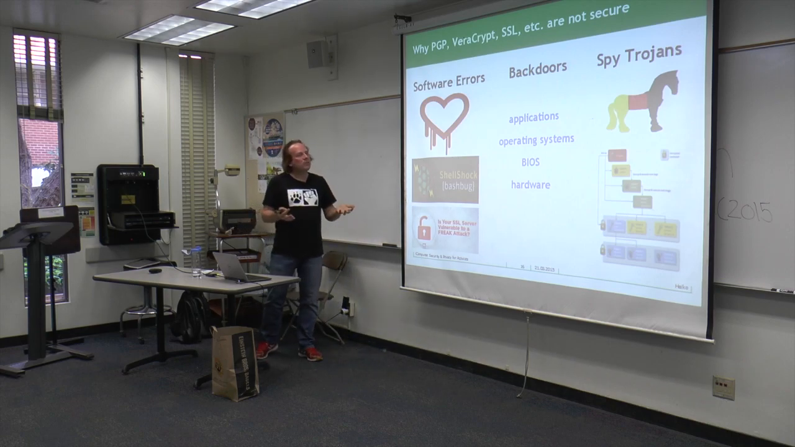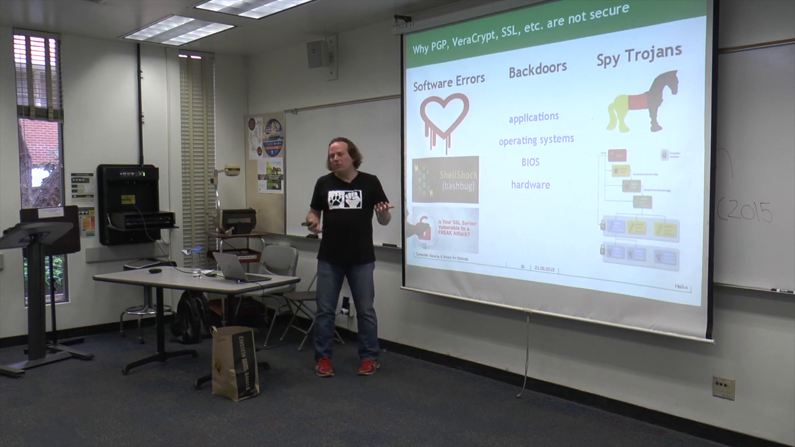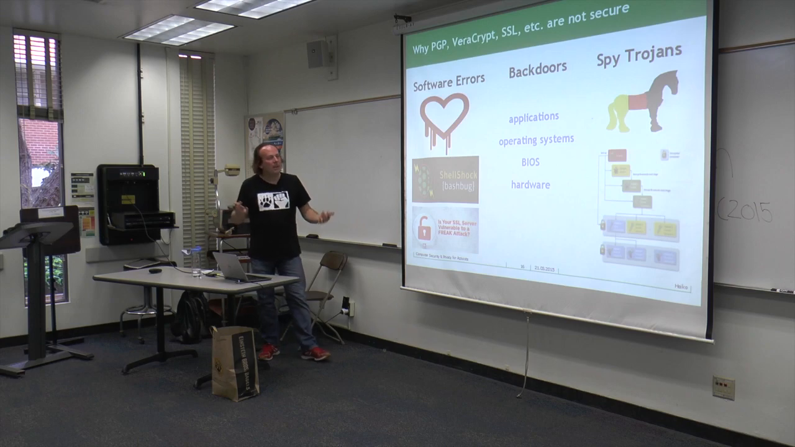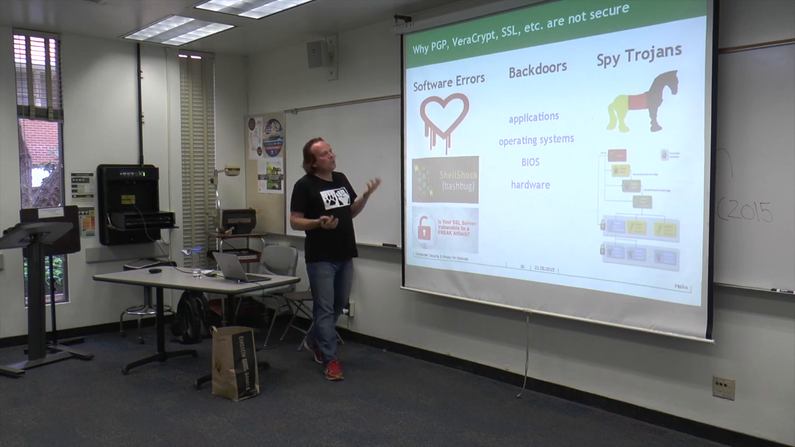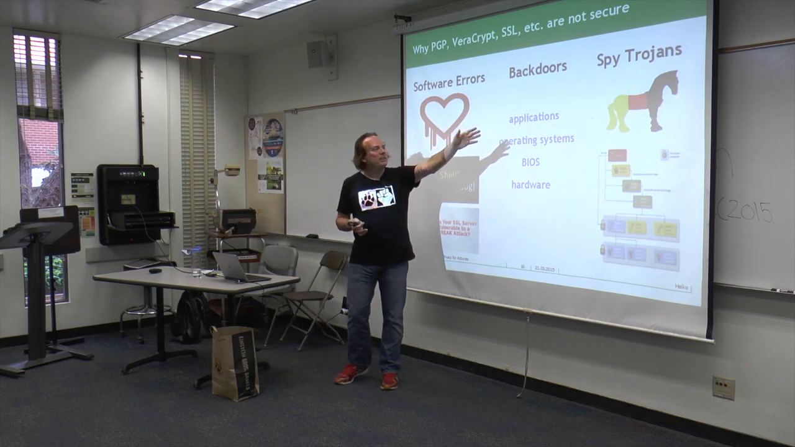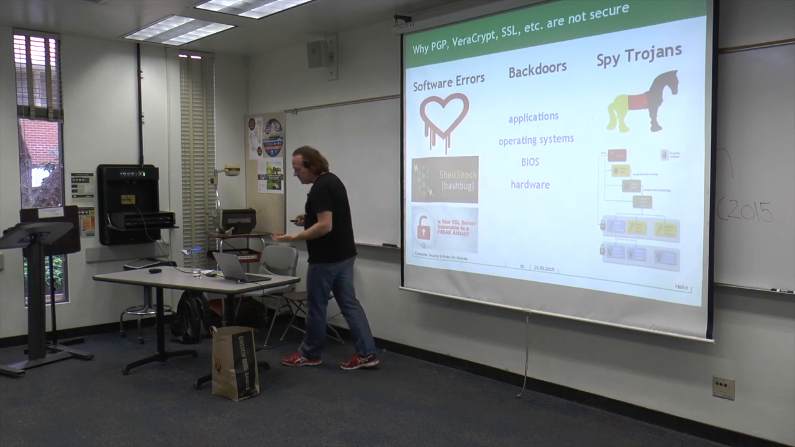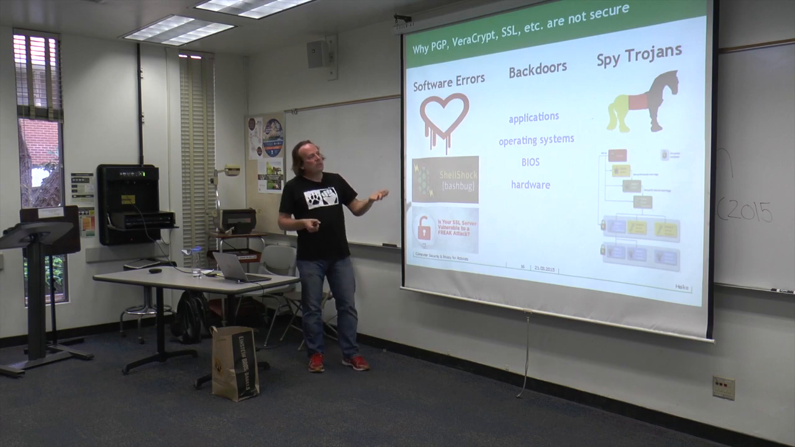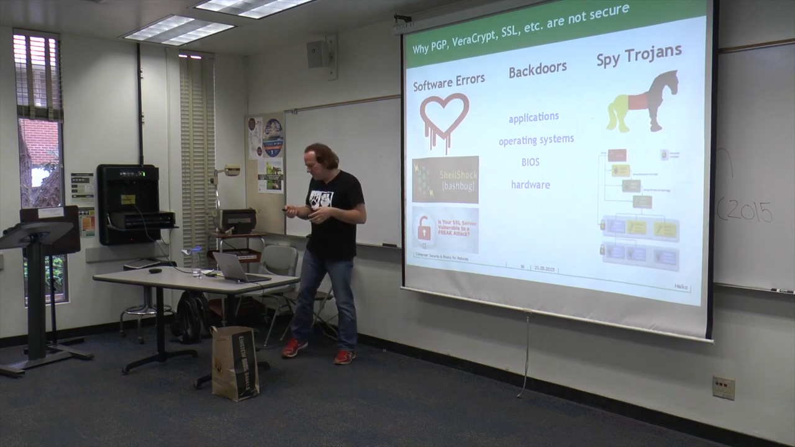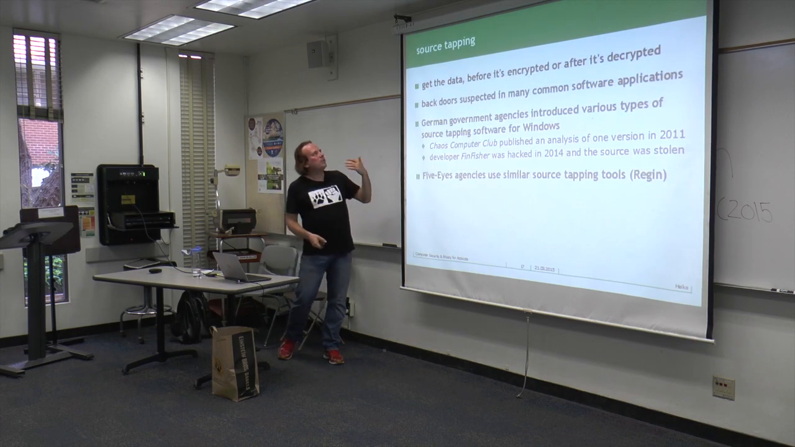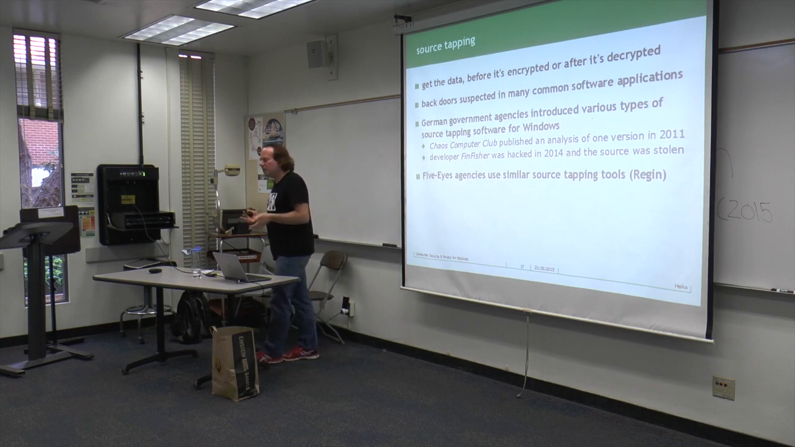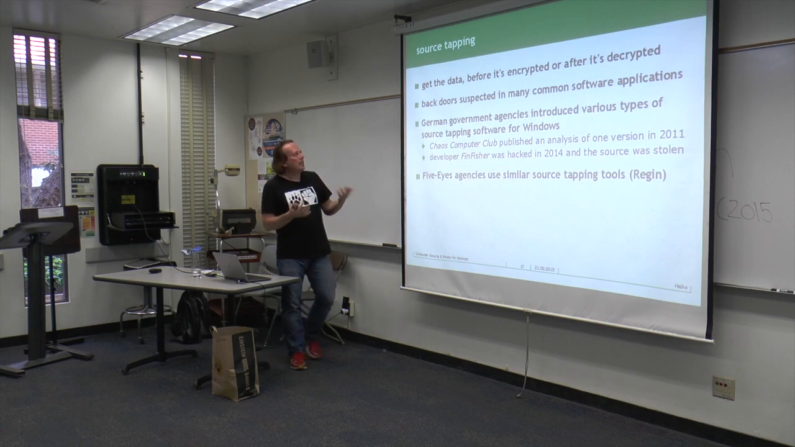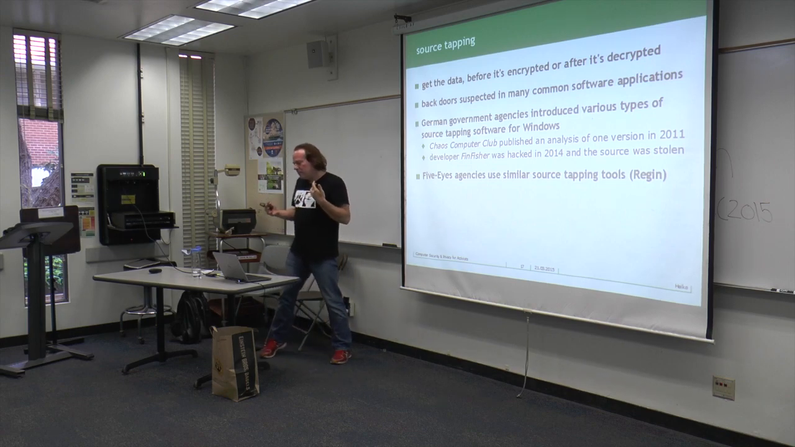So if you do very good encryption and somebody gets your information before you encrypt it, obviously they have the information even though you're using encryption. That's basically what the government agencies are doing. They're trying to get to the information before you encrypt it, or after you have decrypted it. This is called source tapping, because they try to get to the information at the source before it actually gets encrypted.